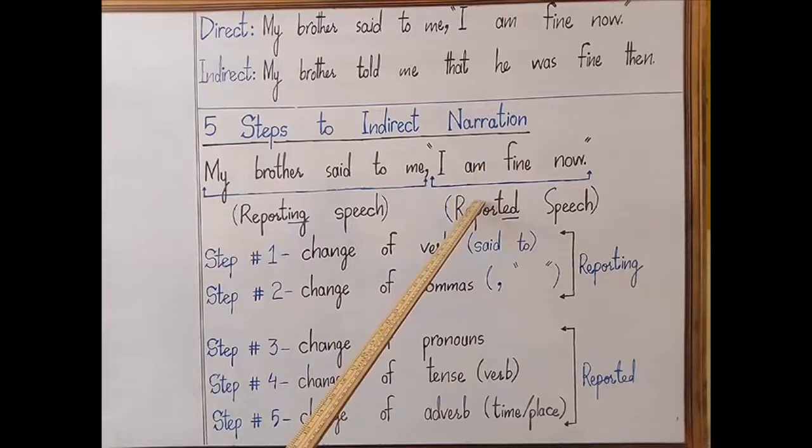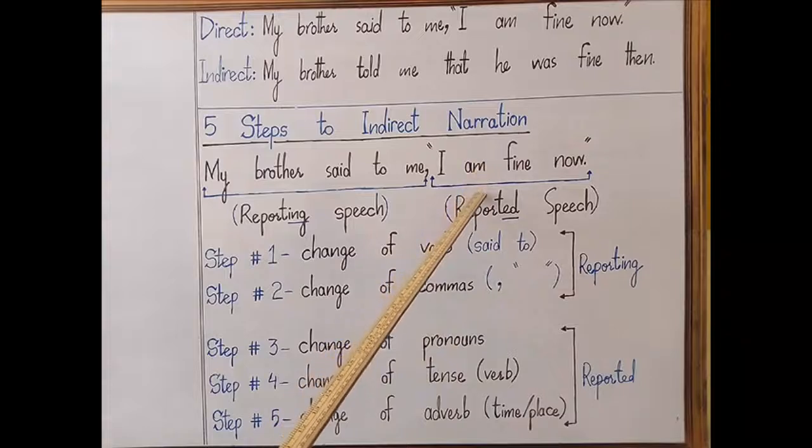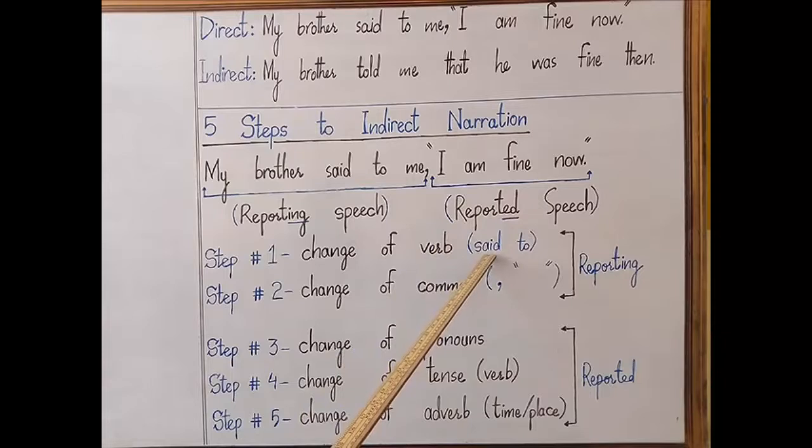If a sentence in reported speech is an imperative sentence, you change said to into requested or ordered and you change commas into to. And if the reported speech is an exclamatory sentence, you change said to into exclaimed with and commas into that. This was all about change number 1 and change number 2, which means step number 1 and step number 2. In this video, I am going to explain step number 3, step number 4 and step number 5. So first we will go through step number 3, change of pronouns.